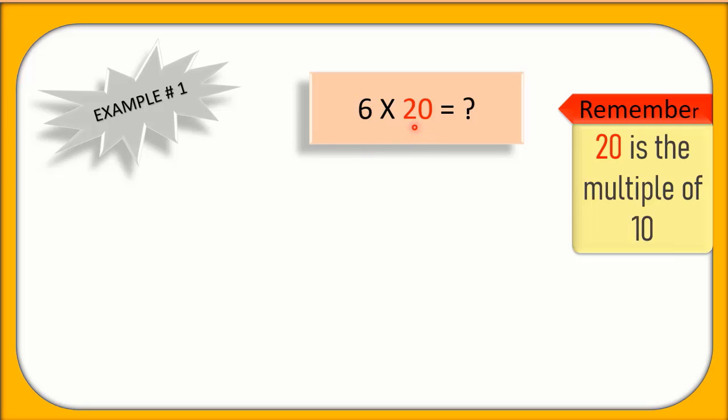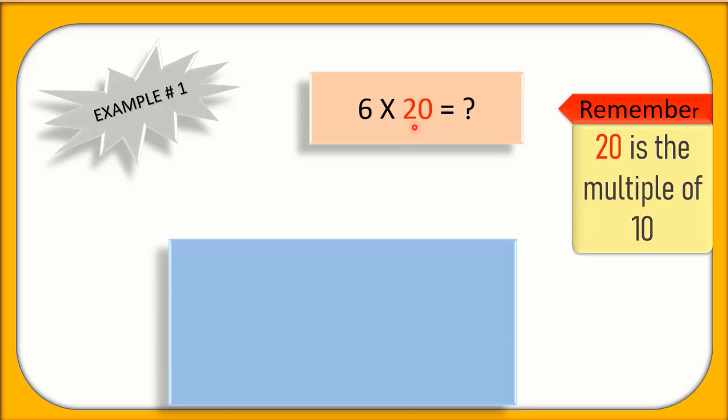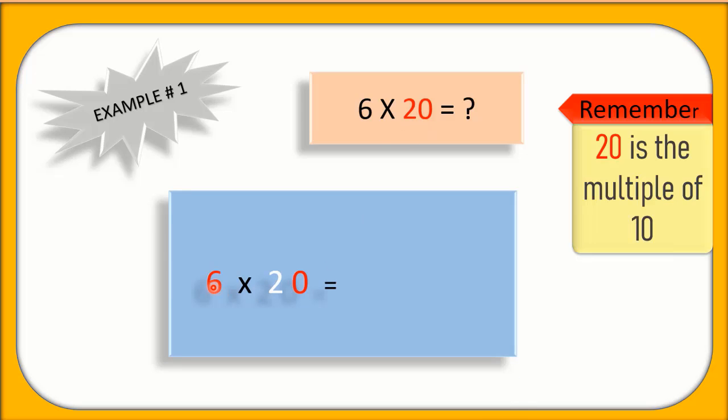As you know here, 20 is equal to 2 tens and 0 ones. It means that we are going to multiply 6 by 2 tens and 0 ones. So how to multiply? There are also 2 steps for solving this. In the first step, you have to multiply 6 by 0 and you will get the answer: 6 zeros are 0. Now, in second step, you have to multiply 6 by 2.